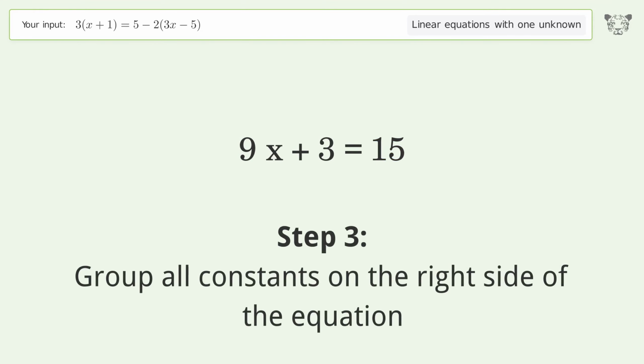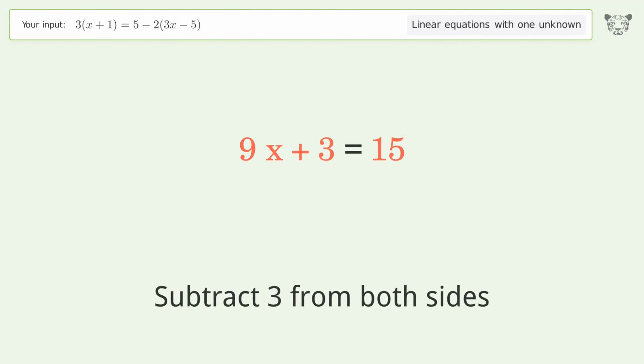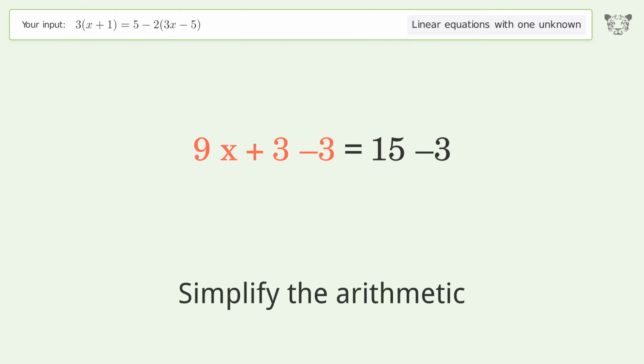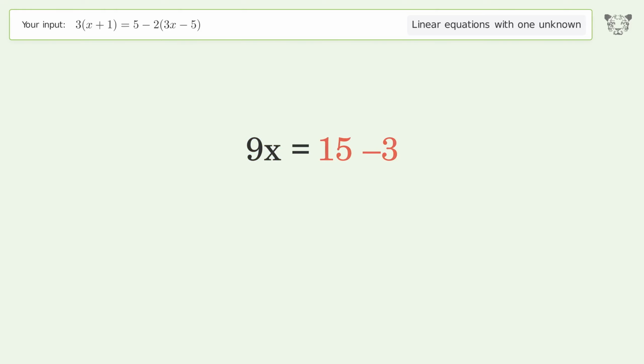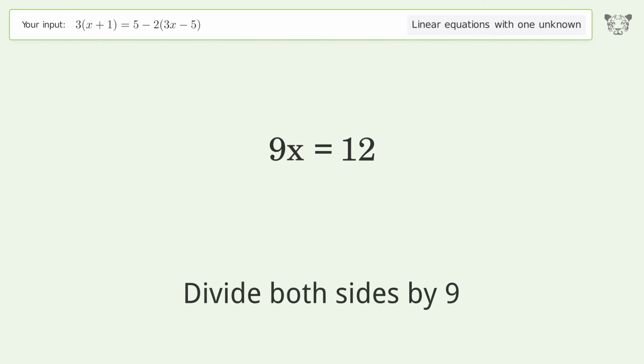Group all constants on the right side of the equation. Subtract 3 from both sides. Simplify the arithmetic. Isolate the x. Divide both sides by 9.